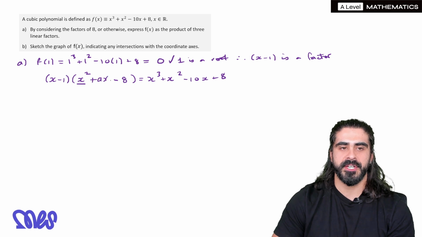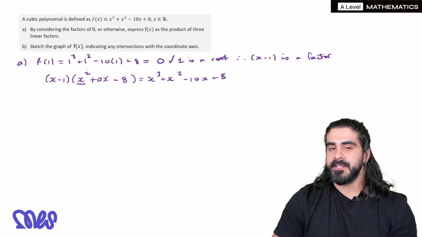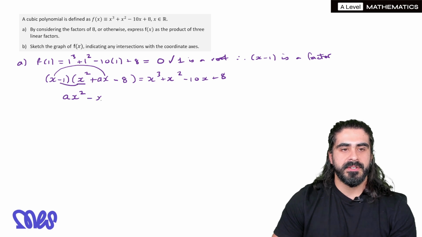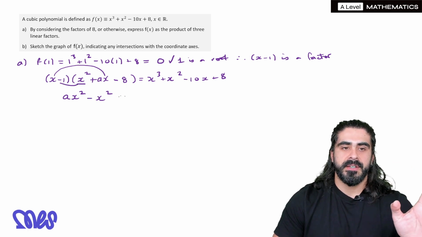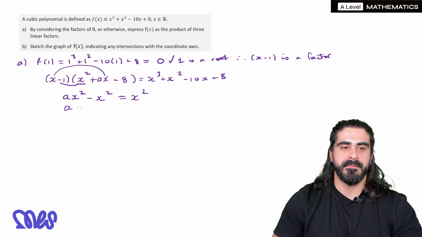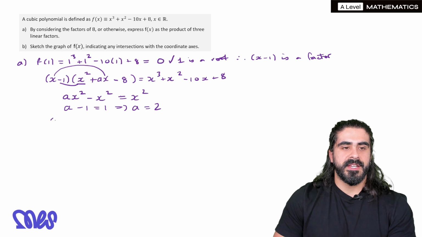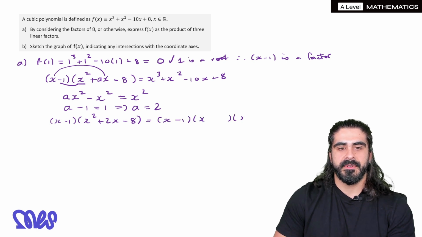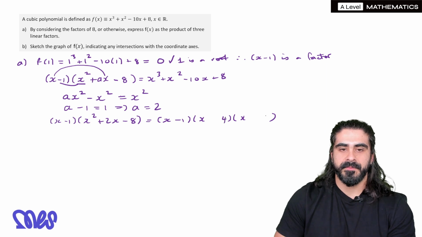All we need to know is what that middle term is, ax. So you start to expand and you compare the coefficients. So x times ax would be ax squared, and then minus x squared. Those would be the only x squared terms. Now that should equal just x squared here. Then you look at the coefficients. So this is just a minus 1 is 1. So a is 2. The quadratic is then x squared plus 2x minus 8, which we can then factorize to give you x plus 4, x minus 2, and that's done.